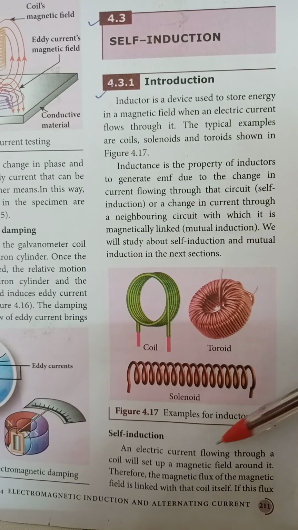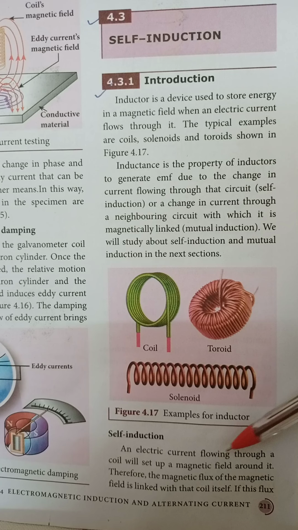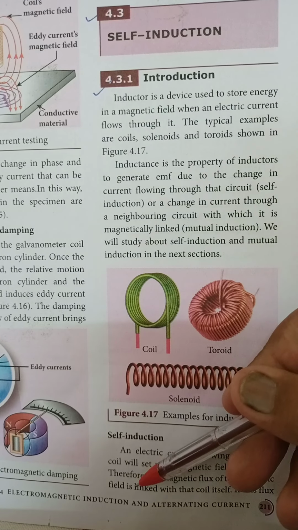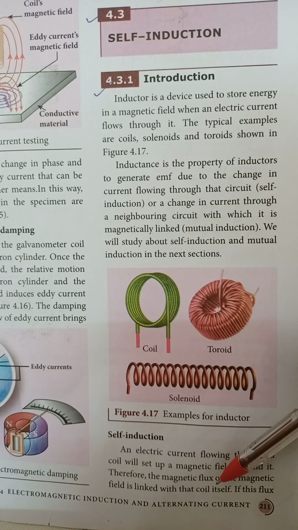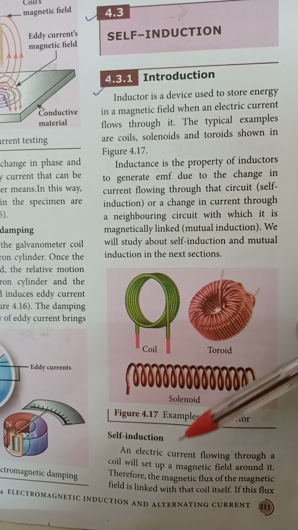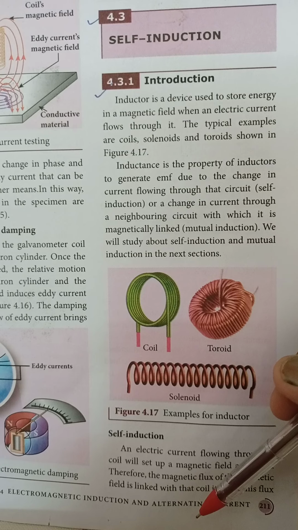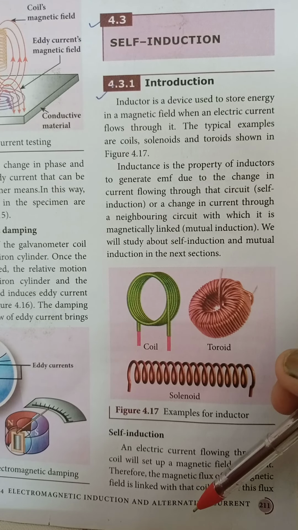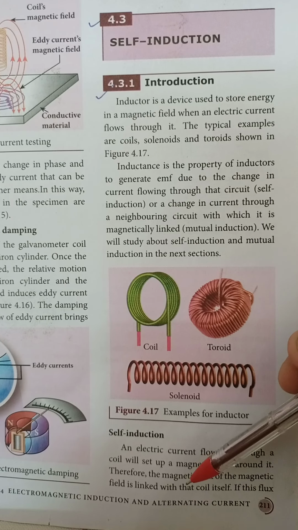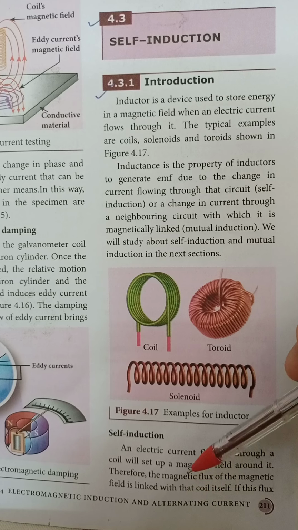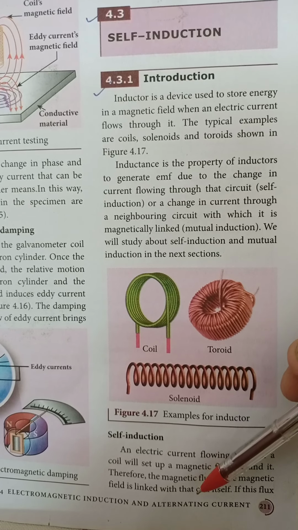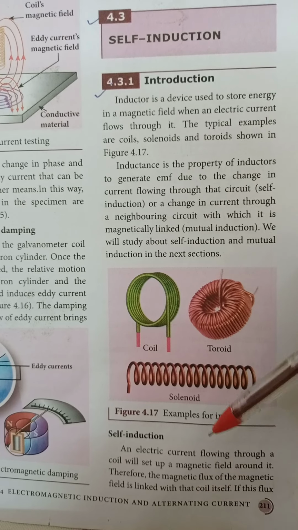An electric current flowing through a coil will set up a magnetic field around it. Therefore, the magnetic flux of the magnetic field is linked with the coil itself. If the current passing through the coil changes, then the magnetic field lines around the coil will change, and so the magnetic field will change. As a result of the magnetic field linked with the coil changing, an EMF is induced in the same coil. Such a phenomenon is called self-induction.